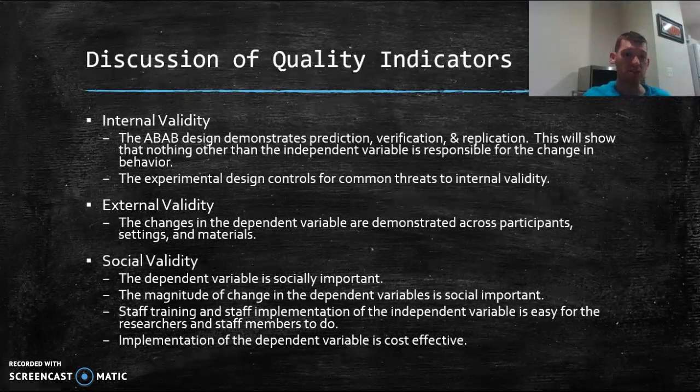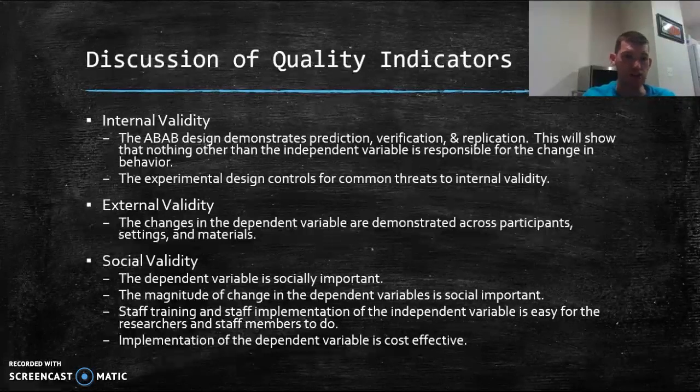Discussion of quality indicators continued. All right. Internal validity. The ABAB design demonstrates prediction, verification, and replication. If it were just AB, that would only demonstrate prediction. If it were ABA, that would only demonstrate prediction and verification. But ABAB demonstrates prediction, verification, and replication. So this will show that nothing other than the independent variable is responsible for the change in behavior. The experimental design controls for common threats to internal validity.